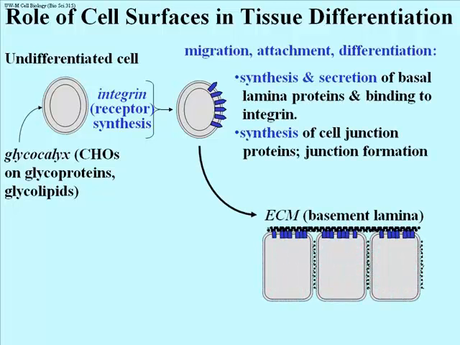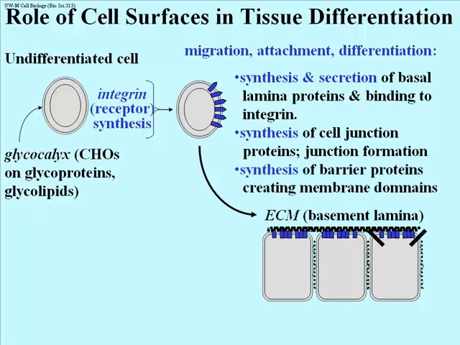What is this all about? Well, it's about the cell synthesizing and then secreting basal lamina or ECM proteins, which then bind to integrin and to each other to create the ECM. And it's about the synthesis of cell junction proteins to allow cells, once they recognize one another, to actually form junctions. And so what we see is a couple or three cells here attached to one another and bound to a basement lamina or ECM, shown at the top.